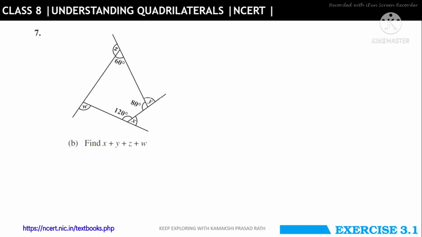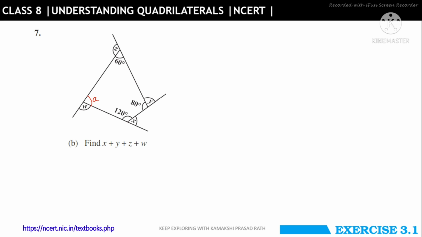Let's see another. In the figure we have to find the sum of the angles x, y, z and w. We can see x, y, z and w are all exterior angles. So for this we have to know the interior angles first. Everywhere we have interior angles 60, 80 and 120. The fourth interior angle we have to find out. If you find this one, we can easily find w. Let it be angle A. So first we'll find A.